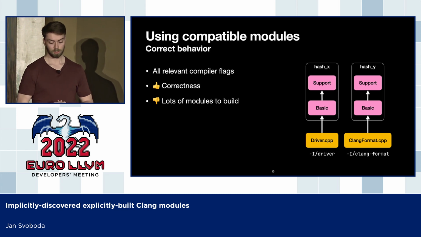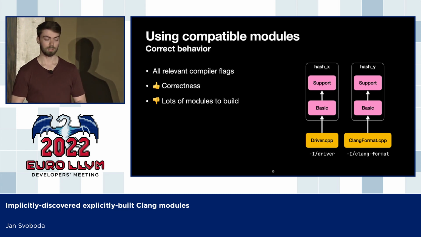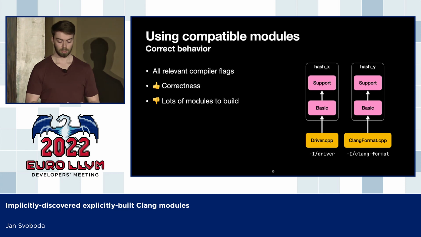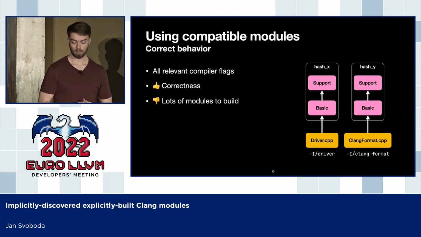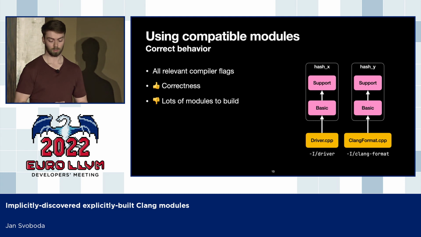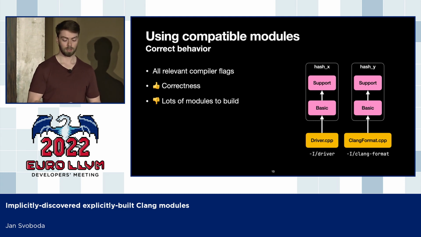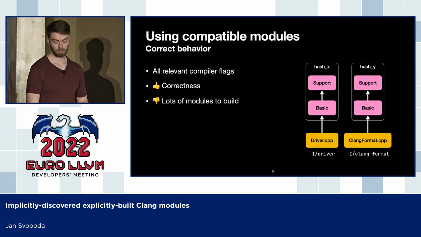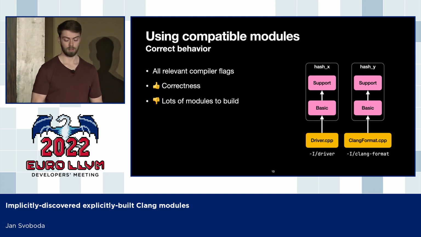That's why we'd really like to include all relevant compiler flags in the context hash. That guarantees correctness of modules sharing, which is great. Unfortunately, that explodes the number of modules we need to compile. When investigating what's the reason behind differences in compiler flags, we identified the search paths as the major cause. This makes sense when you think about it.